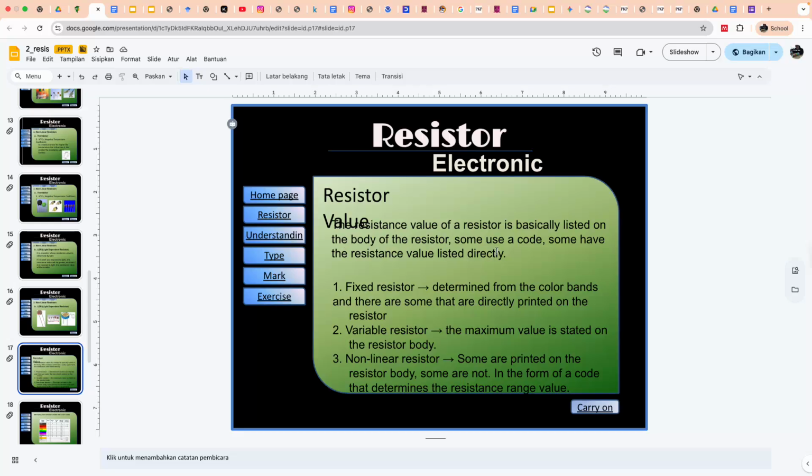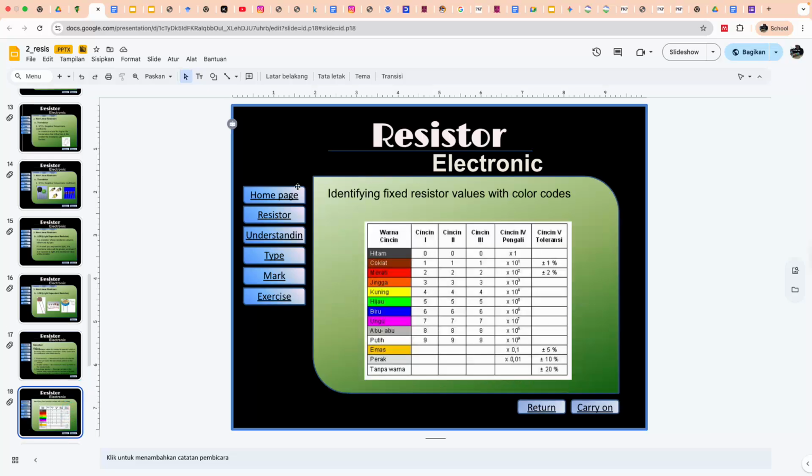The resistance value is basically listed on the body of the resistor. Some use a code, some have the resistance value listed directly. For a fixed resistor it is determined from the color bands, and some are directly printed on the resistor. For the variable resistor, the maximum value is stated on the resistor body. For the nonlinear resistor, some are printed on the body, some are not, in the form of a code that determines the resistance range value. Now you can see it.